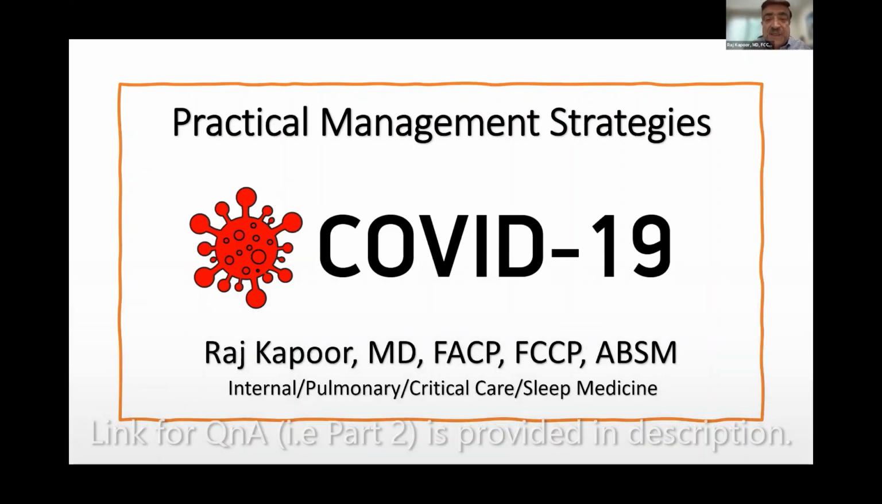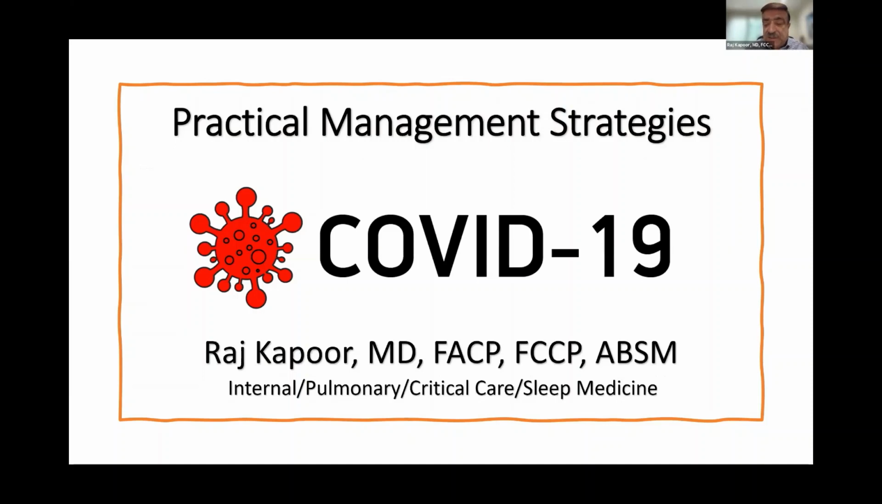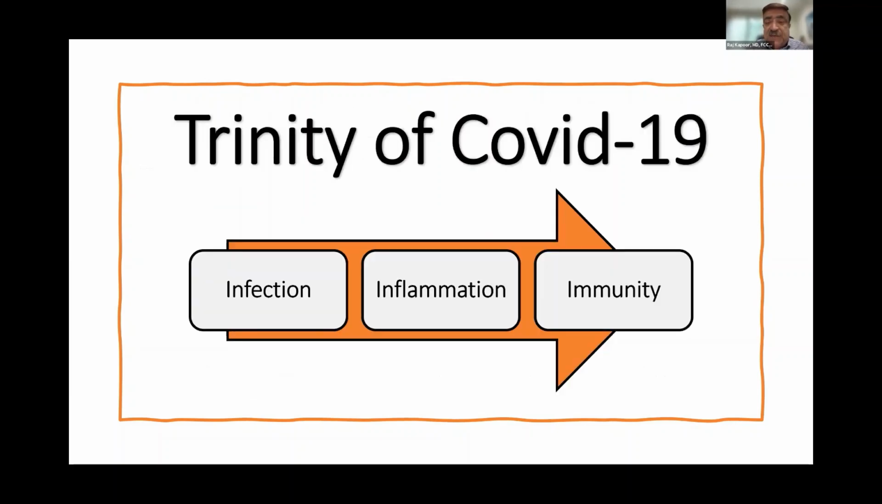We're going to discuss the practical management strategies of COVID-19. And to understand the strategy, we have to understand the trinity of COVID-19. It has three important parts. One is the infection, followed by inflammation, and then the immune response.